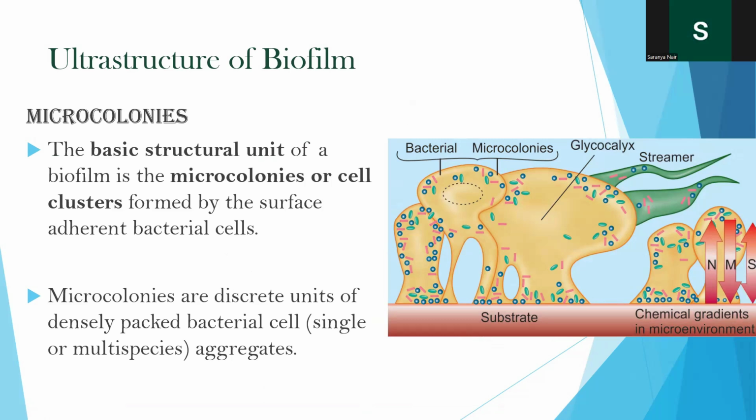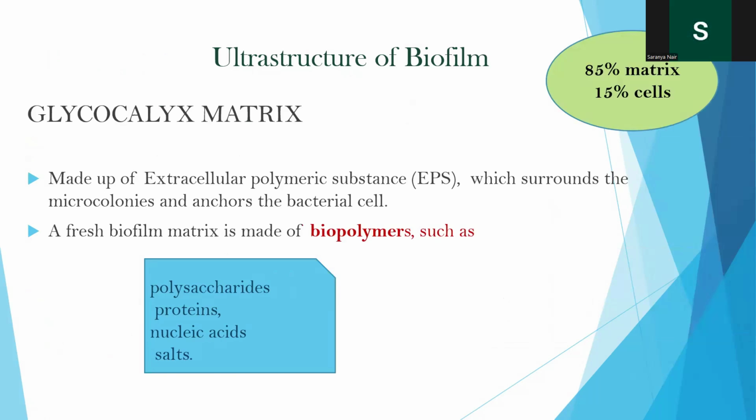Microcolonies are discrete units of densely packed bacterial cell aggregates. They can be either single or multi-species aggregates. The glycocalyx matrix is made up of extracellular polymeric substance, that is EPS, which surrounds the microcolonies and anchors to the bacterial cell. A fresh biofilm matrix is made up of biopolymers such as polysaccharides, proteins, nucleic acids, and salts. Around 85% is the matrix and 15% is the cells in the structure of the biofilm.